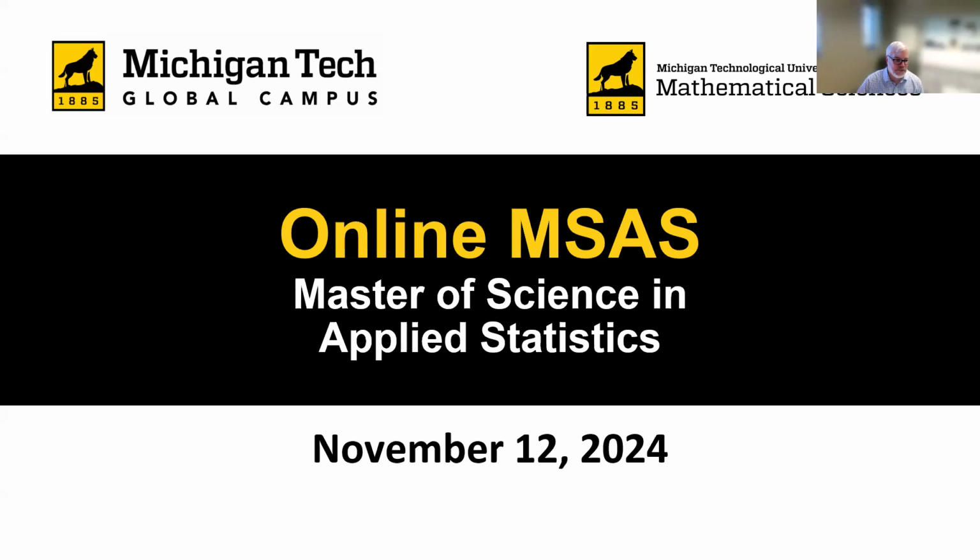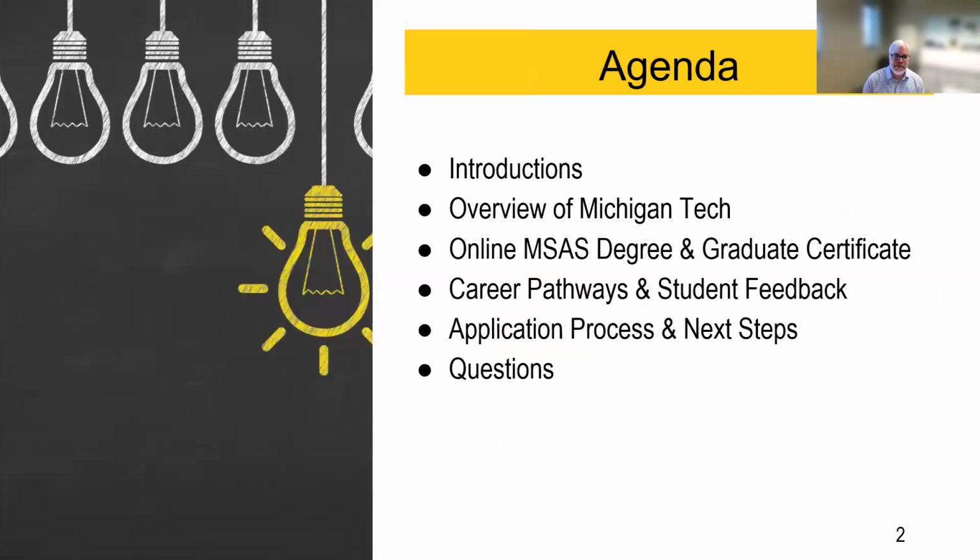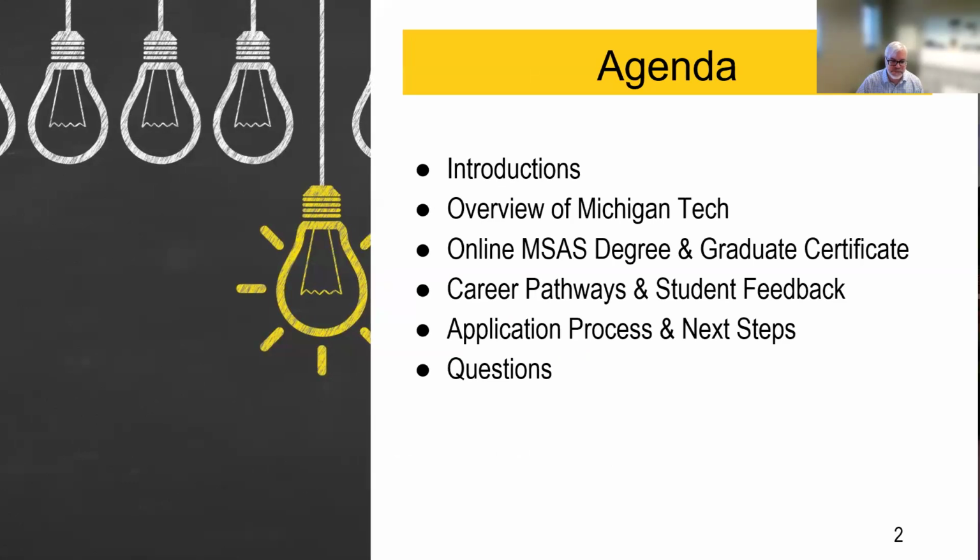Let's go ahead and look at our agenda for today. We're going to start with some introductions, provide a very brief overview of Michigan Tech. Some of you may or may not be alums or current students, but want to give you a little background on Tech. Then we'll dig into the Applied Statistics program in more detail. We'll also talk about a 9-credit graduate certificate that's also available. We'll close with a review of the application process and next steps, and leave time at the end for questions.